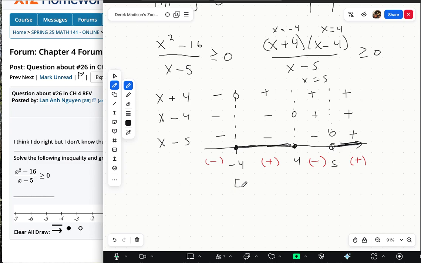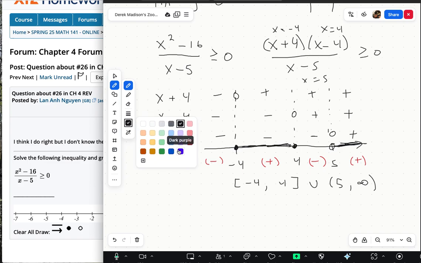And so if I wrote that in interval notation, it would look like negative 4 to 4 with the brackets. And then here we want to be careful. We'll use our union and then a parenthesis because we're not including that 0. So 5 to infinity. And in the event that you do not prefer, and many people do not prefer sign charts, let's do it as test points. And then you'll see we get the exact same thing.